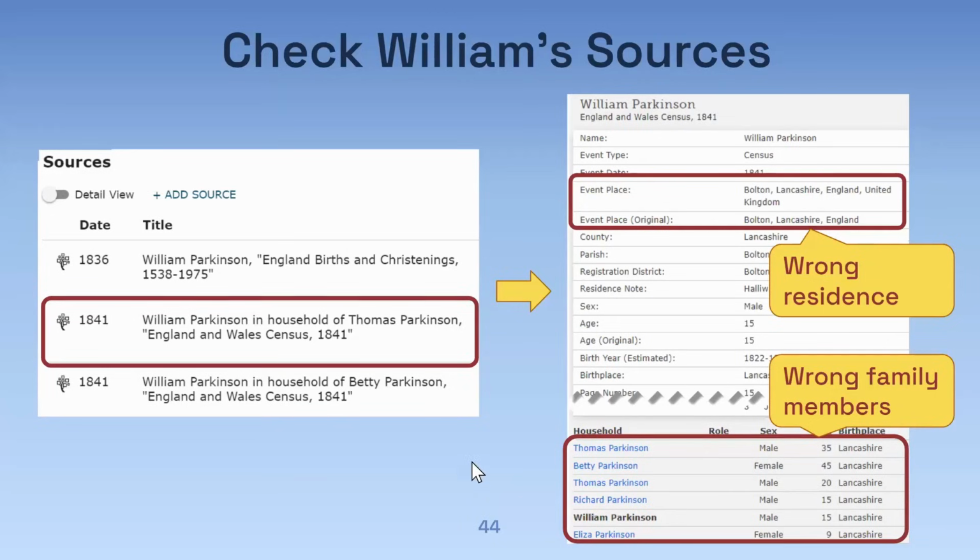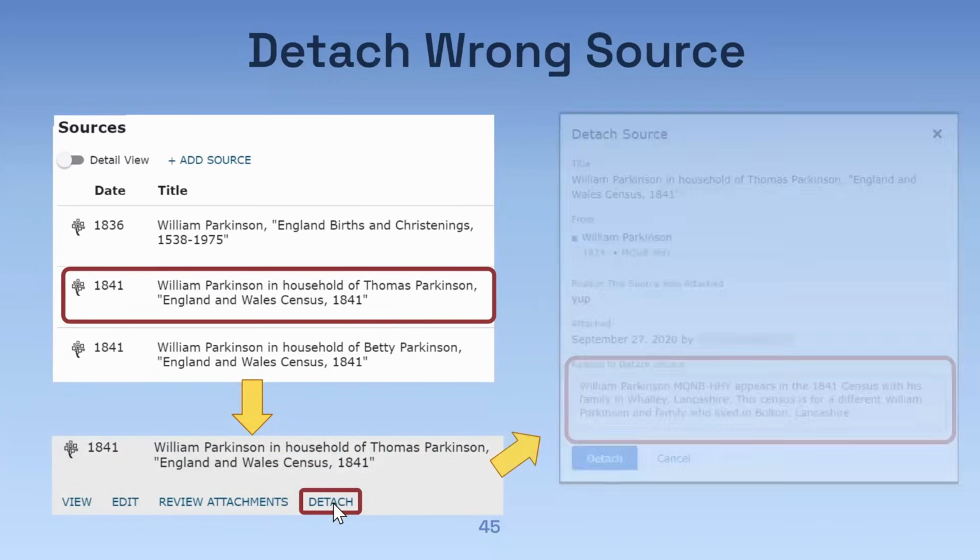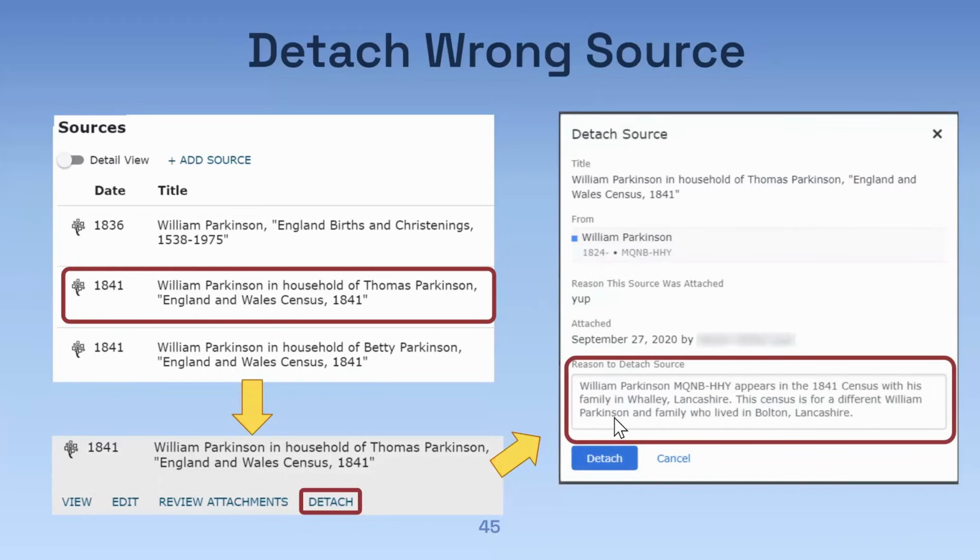Fortunately, detaching sources is super easy. You click on the source and it opens up, and you get a list of options here, and one of them is detach. So you click detach. They're going to ask you why you want to detach. And so I just explained, hey, I've already found the right 1841 census. And since I've done the research, I could say confidently that this census is for a different William Parkinson and his family who lived in Bolton in Lancashire.